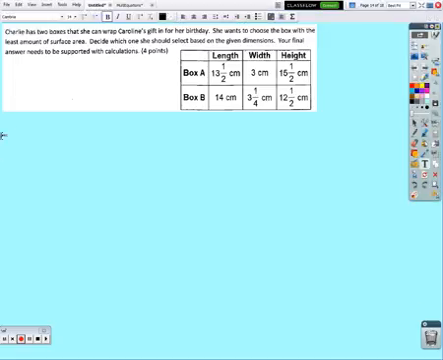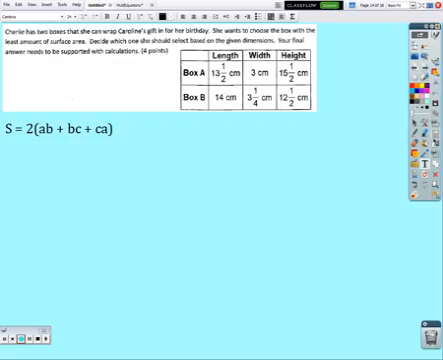The formula is surface area, S, equals 2 times (AB plus BC plus CA). And now we're saying, well, where do I get those AB, BC, CA from? Where do all those come from?